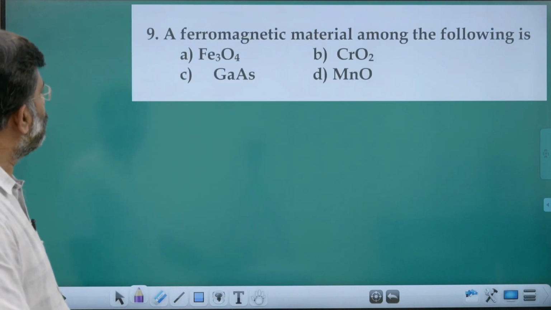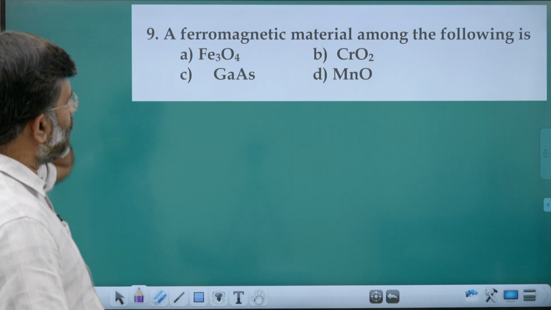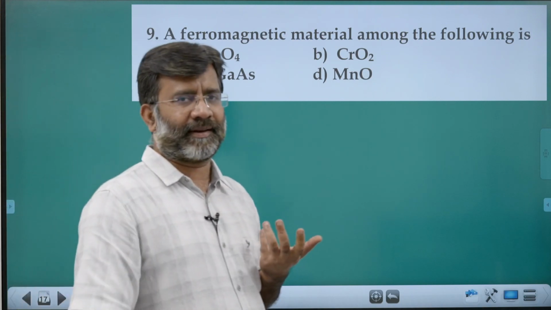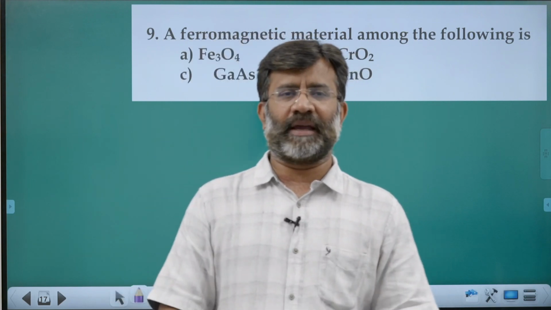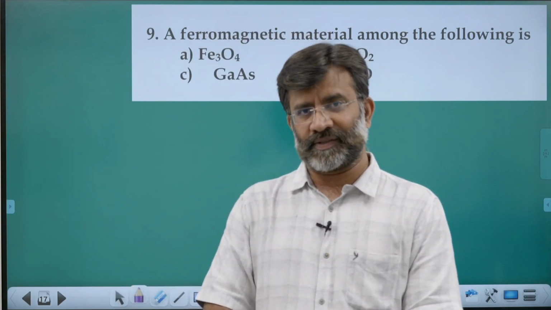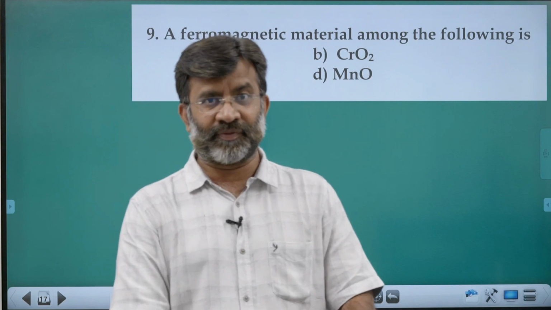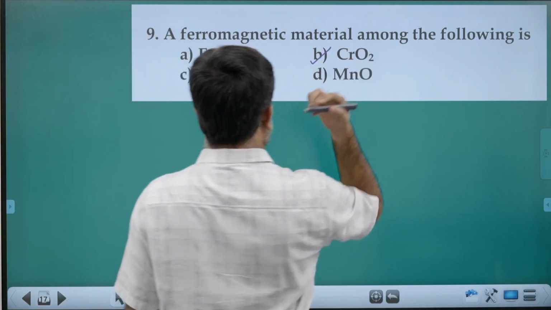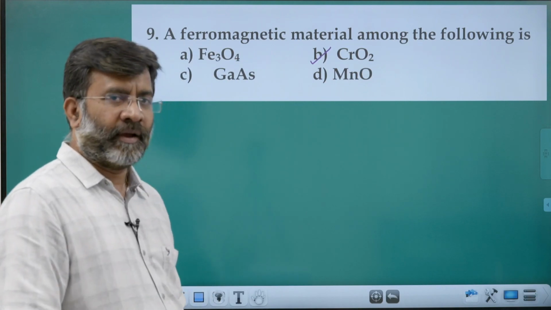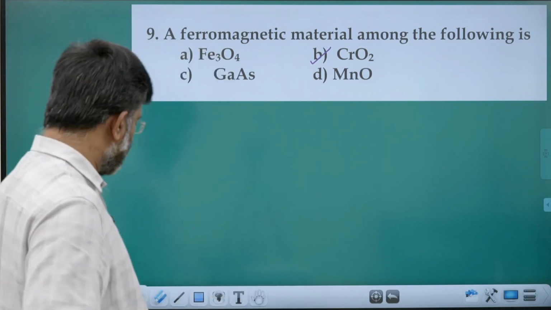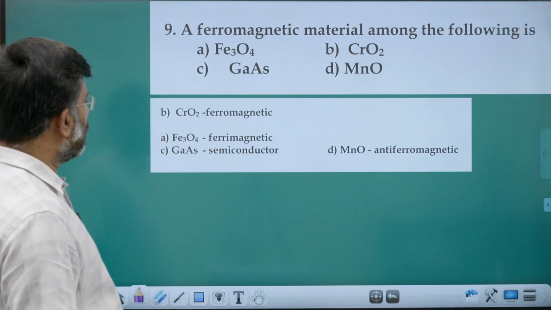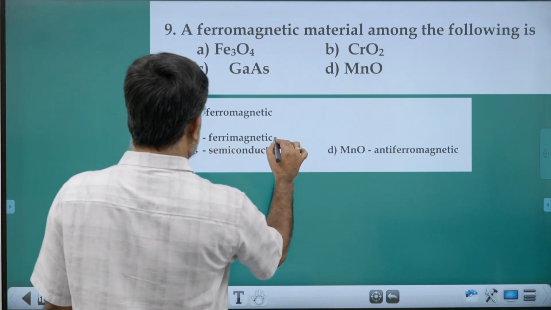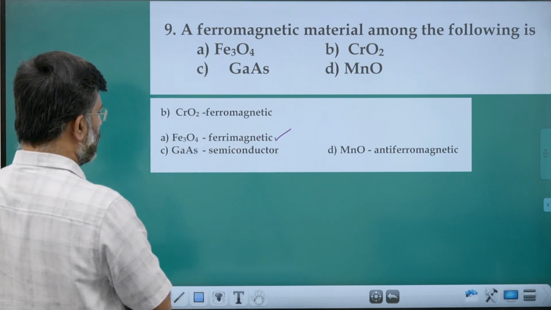Next question. A ferromagnetic material among the following is... those who have gone through NCERT know the famous examples of ferromagnetic material, various transition elements along with the oxide of chromium. This is the answer, all of you know. CrO2 is a ferromagnetic material, while option A, Fe3O4, is ferrimagnetic in nature.